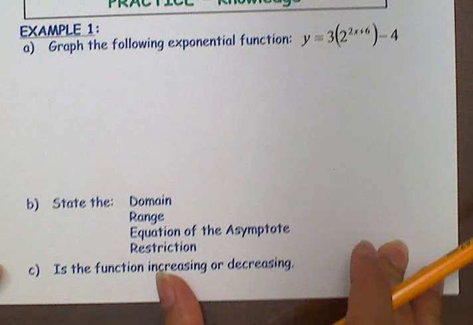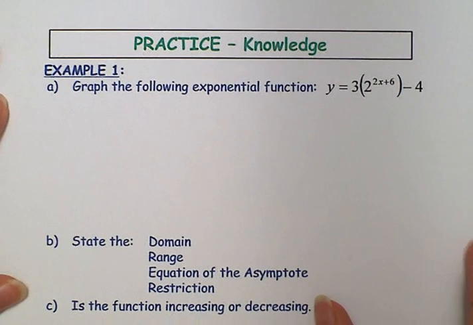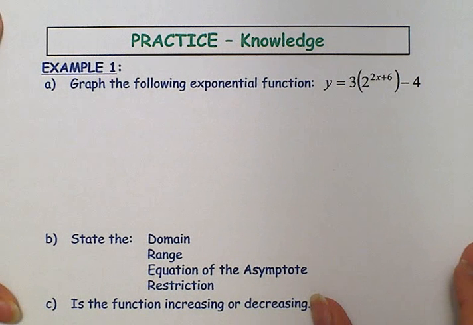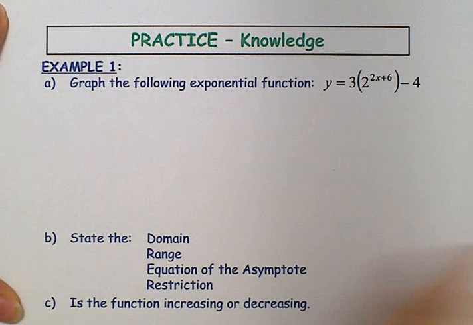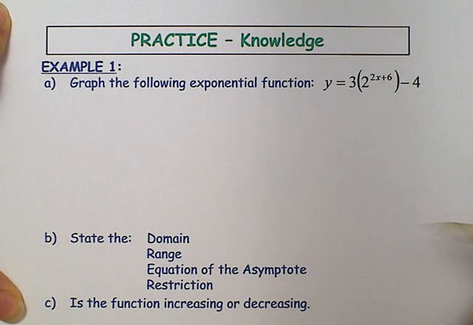So here's example 1. It asks us to graph the following exponential function. If you remember back from, I believe, lesson 4, where we looked at how to graph exponential functions, the first thing we looked at is what the base function is, and then we worked with it from there. We can look at the base function first, it's not a big deal.